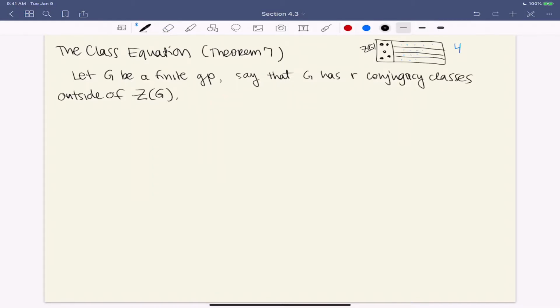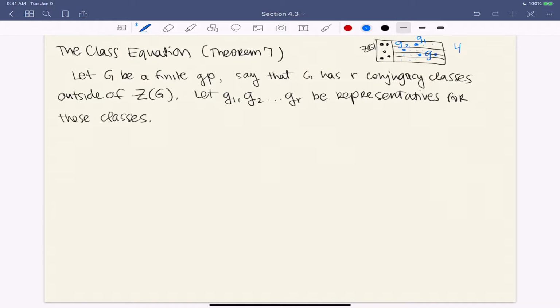Let g1, g2, up to g r be representatives for these classes. So I go here and say, you are going to represent your whole conjugacy class, and you are going to represent this conjugacy class, and you this one. You just pick one element from each conjugacy class. Then the size of G is equal to the size of its center plus the sum from i equals 1 to r of the index of the centralizer of g i in G.